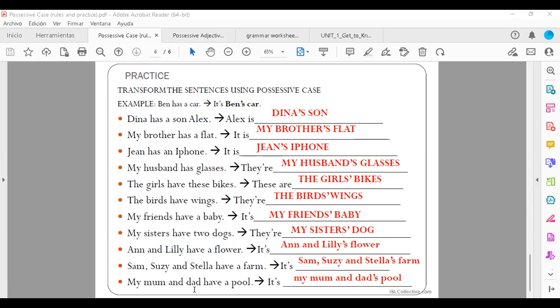Teacher, la última fila no la leo. No se ve. Alguien que no la vea. Sorry. Don't worry, it's okay.